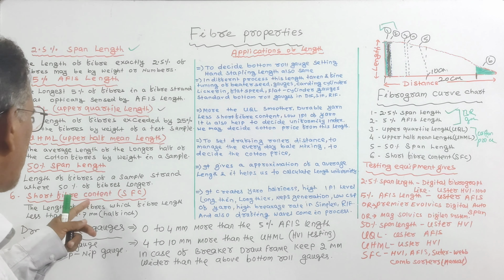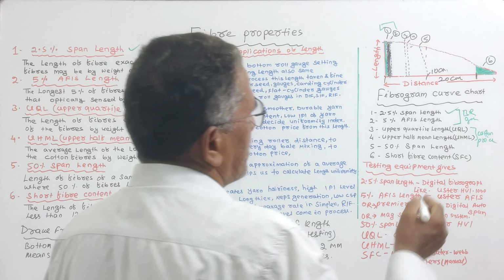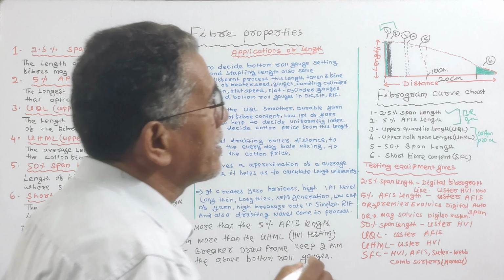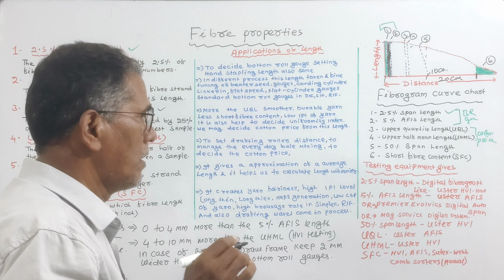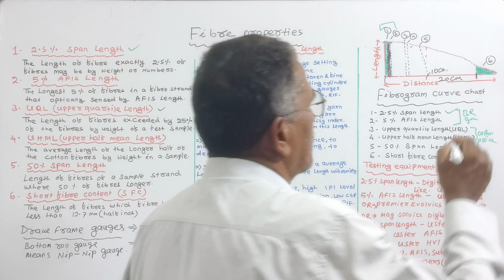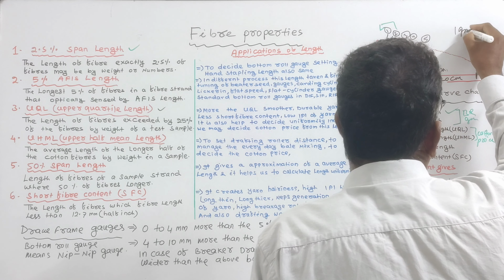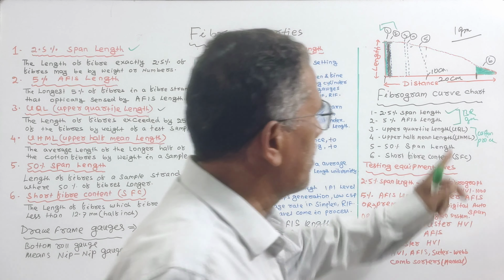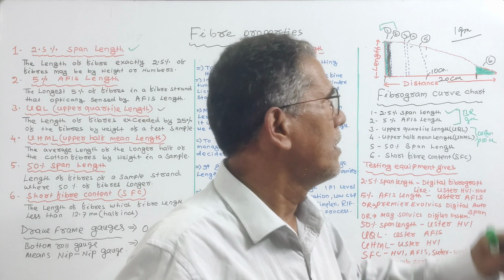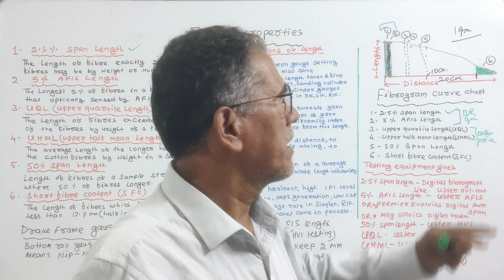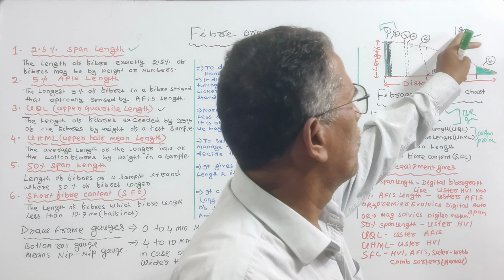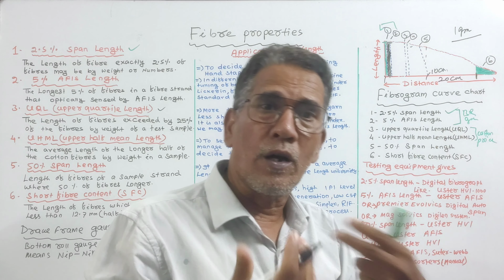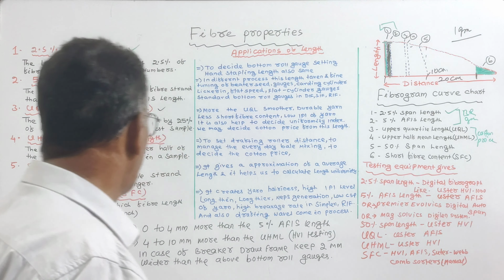Okay, short fiber content, SFC, that is less than 12.7 mm. How will we take the percentage of short fiber? You understand one thing. Suppose we have taken 1 gram of sample. Okay, and the short fibers of 12.7 mm and lesser, you weigh this fiber, and that weight divided by 1 gram into 100 gives the short fiber percentage.